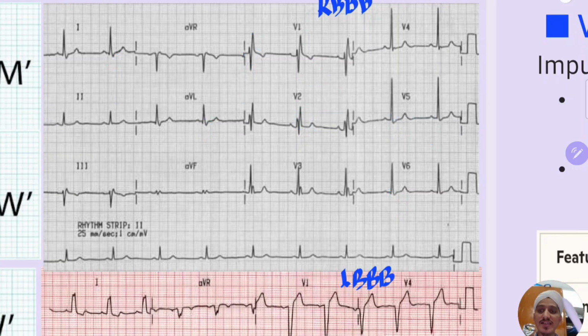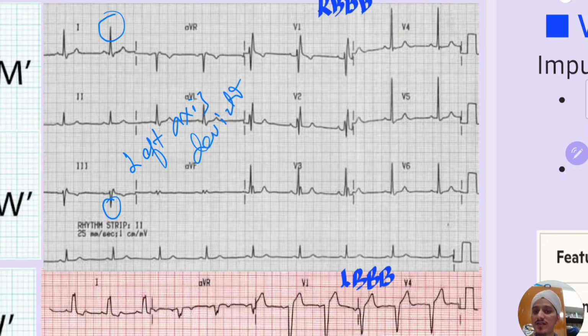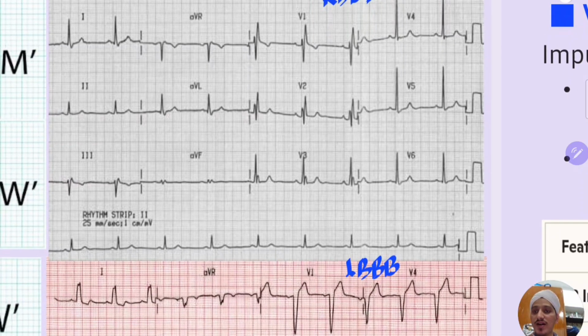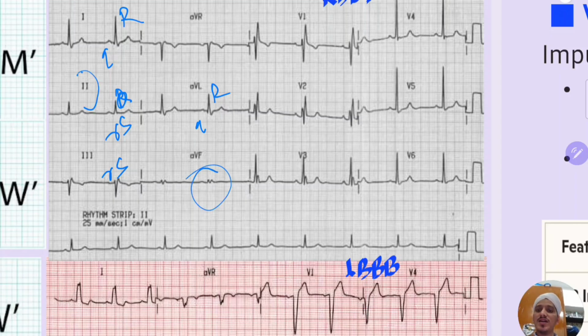It can be associated with right axis deviation, or it cannot be associated with right axis deviation. But here you can see in 1 and 3 actually it is left axis deviation. Along with that you are having a QR type of pattern. See here, this is QR, and in inferior leads small r S, but in 2 and 3 you can't see RS pattern.